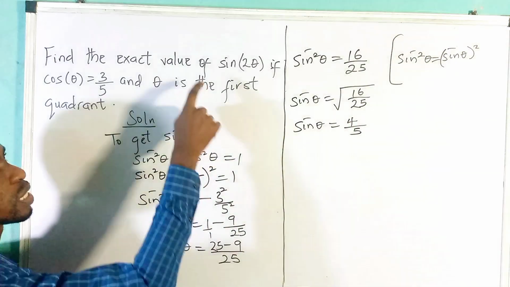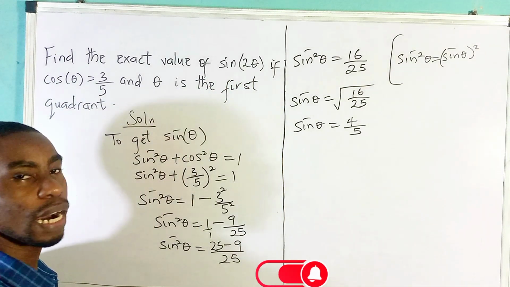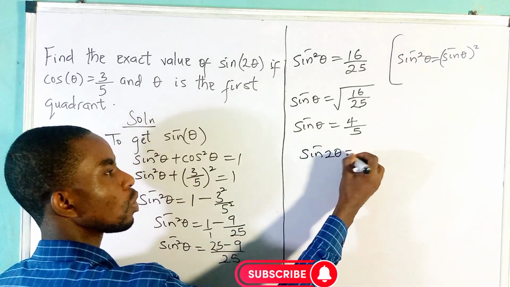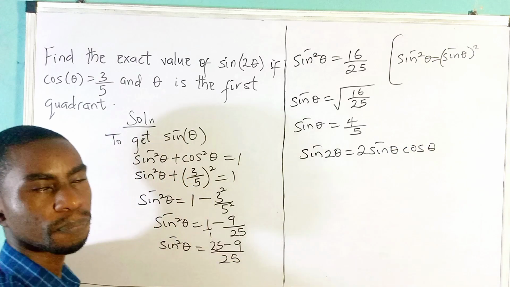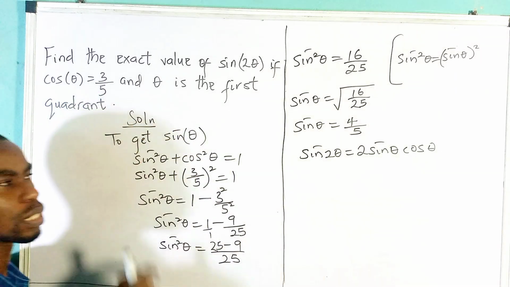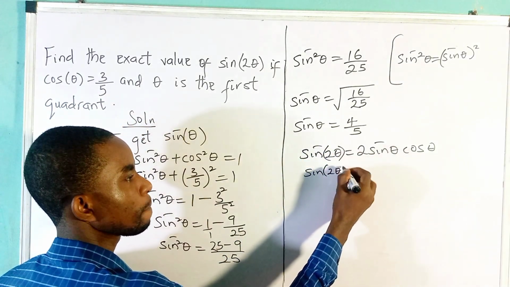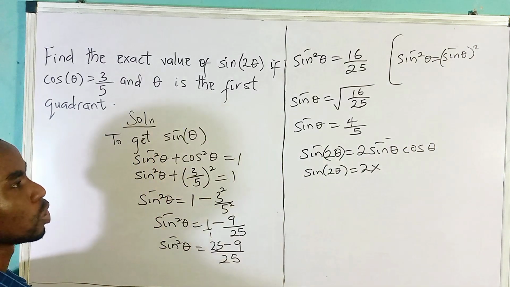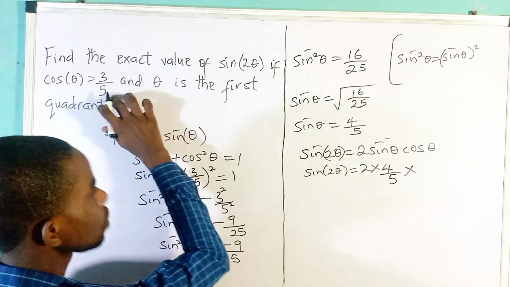Now, our question is to find the value of sine 2 theta. Another trig identity is sine 2 theta equals 2 sine theta cos theta. So now I have sine theta, and from the question I have cos theta. Therefore, sine 2 theta equals 2 times, everything here is by multiplication, sine theta 4/5, 2 times 4/5, times cos theta 3/5.